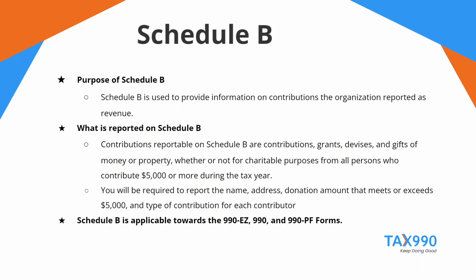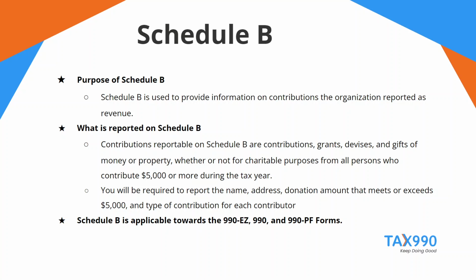Schedule B is used to provide information on contributions the organization reported as revenue. Contributions reportable on Schedule B are contributions, grants, devices, and gifts of money or property, whether or not for charitable purpose, from all persons who contribute $5,000 or more during the tax year. You'll be required to report the name, address, donation amount that meets or exceeds $5,000, and type of contribution for each contributor.